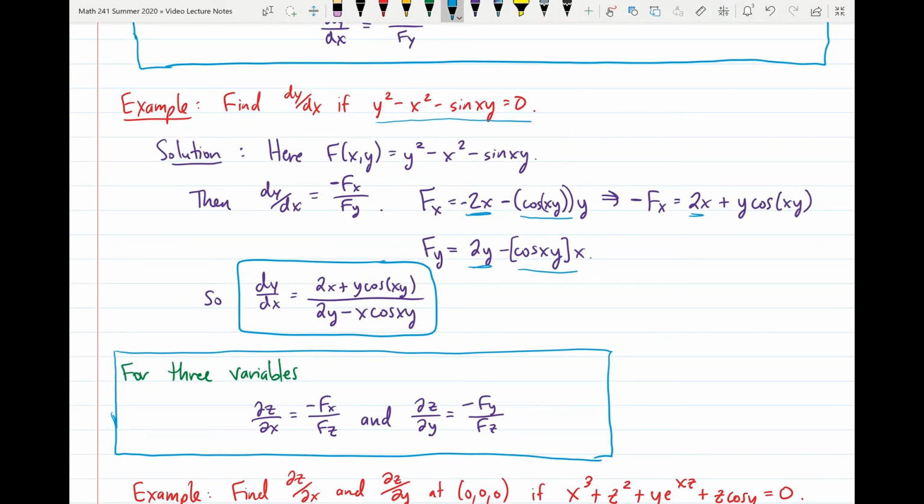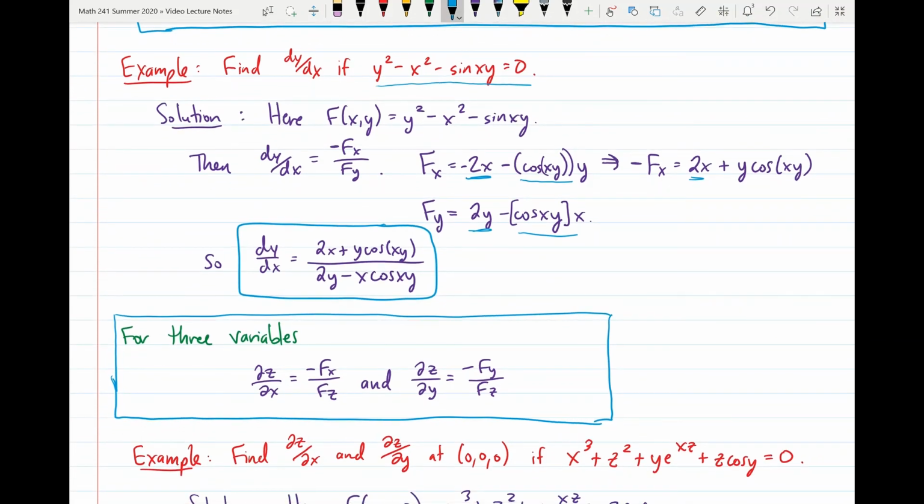If I gave you the same problem without the theorem and said solve for dy/dx, the algebra there is going to take you quite a bit longer. And so it's nicer to use this theorem from above and write down dy/dx relatively quickly.